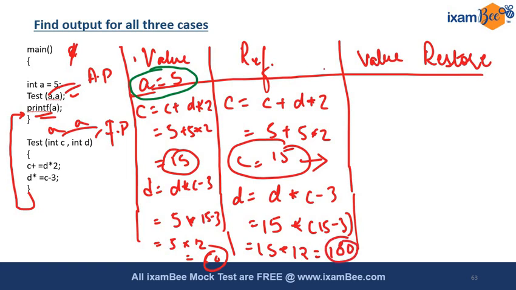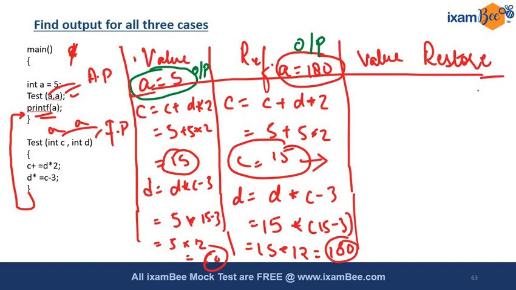So I will just mark a equal to 180 will be our answer for the case of pass by reference. So this will be our output. Here in this case, this was our output. So I hope you guys are clear till now.